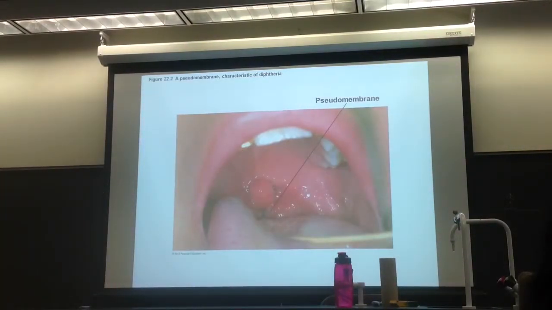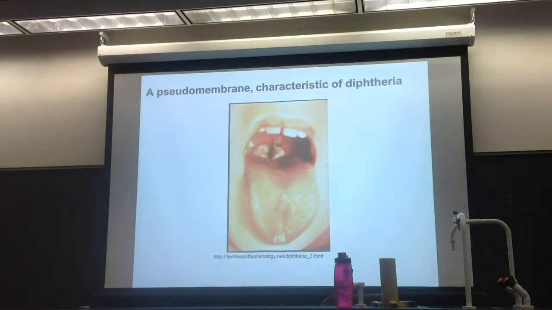Now, this picture, you really can't tell, right? This is in your textbook. You can't tell where that pseudomembrane is. So I got another one for you. Can you now see where that pseudomembrane is? Oh, exactly. You see that? How do you get rid of that?